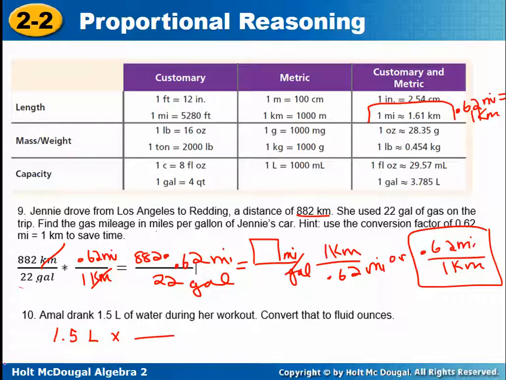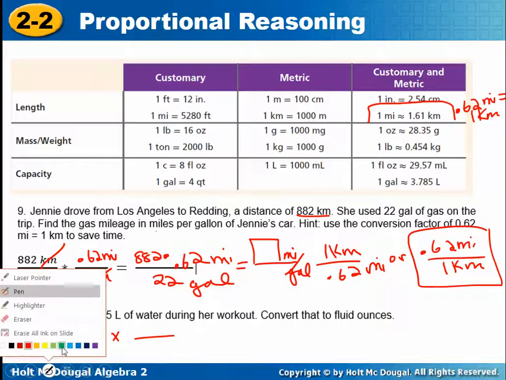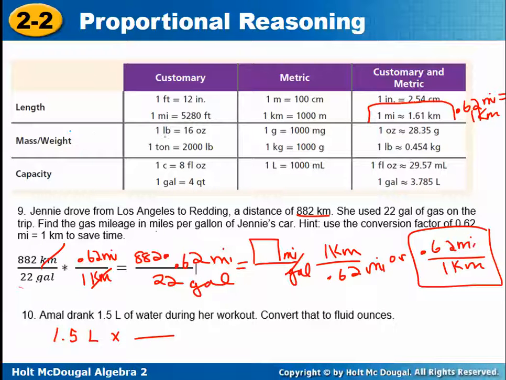So I go up on my chart, and I'm looking for liters and ounces. So here we go. Here's liters. I don't have a way to change from liters to ounces, but I can change from liters to milliliters, and then I can change milliliters to ounces. Well, that's what I'm going to do. I'm going to change liters to milliliters first.